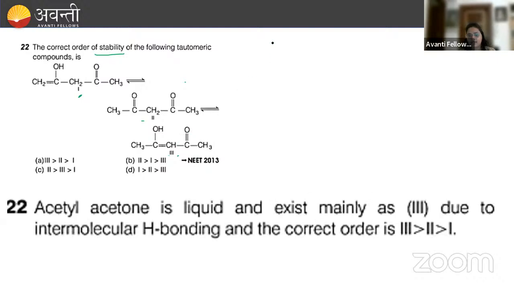So here the correct answer will be what? 3 > 2 > 1. So why is that happening? Because acetylacetone, this molecule acetylacetone is present as a liquid and it exists mainly in this form. Enol form उसका ज़्यादा stable है. क्यों? Because there is a presence of hydrogen bonding, and that's why our correct answer will be 3 > 2 > 1. ओके, यहाँ पे हाइड्रोजन बॉन्डिंग दिखाई देती है और इस वजह से ये मॉलिक्यूल हमारा इस तरह से प्रेजेंट होता है.